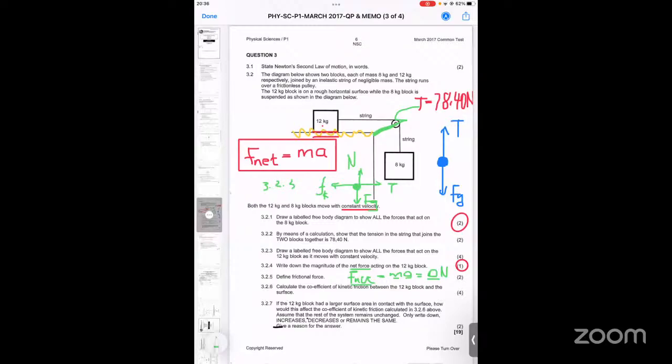So those who thought of this one, you see that one, it's not F net, but it is the tension, which you calculated previously. But for this one, they are talking about F net, the net force acting on that. So that means the F net acting even on the 8 kg is 0. Yes, the F net acting on that is 0. Why? Because it is also moving at a constant velocity.